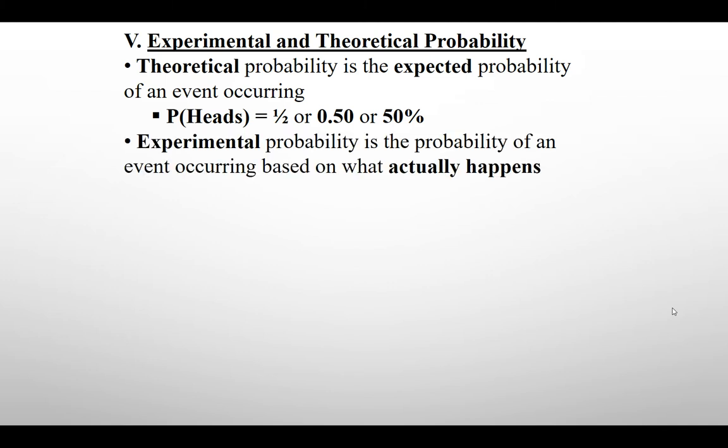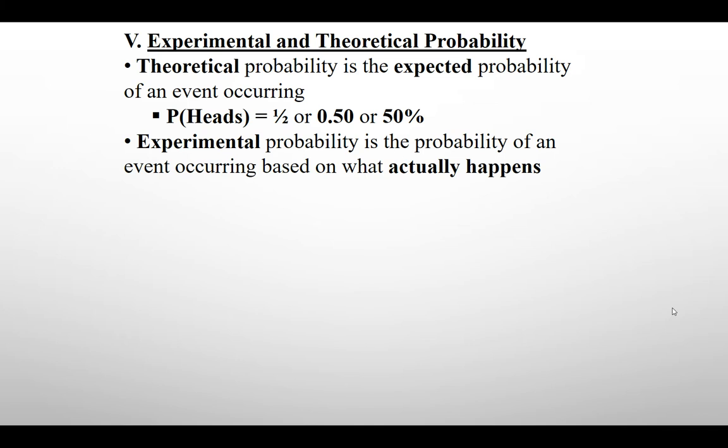Now, experimental probability is a probability of an event based on what actually happens. Because here's the thing, even though the theoretical calculation tells you that 50% of the time you should get heads, this may not always be true. You could actually conduct a really simple experiment of this with a coin. You could take a coin and flip it 20 times. Theoretically, you should get heads 10 times and tails 10 times. It's a 50% chance of getting each of them.